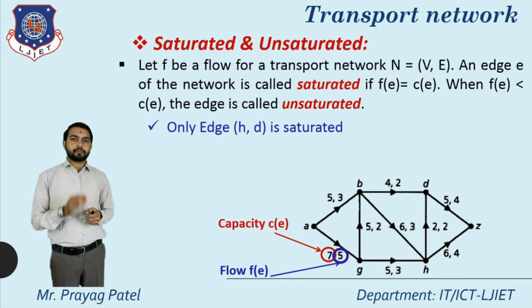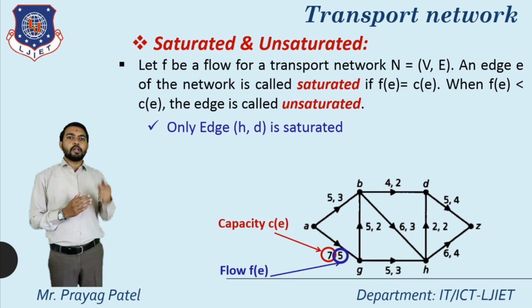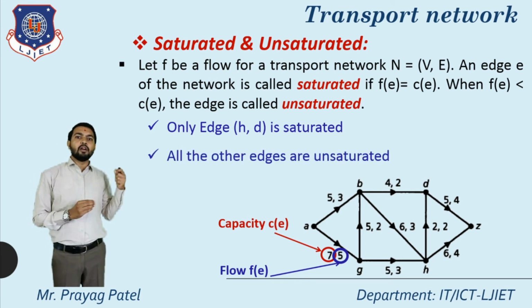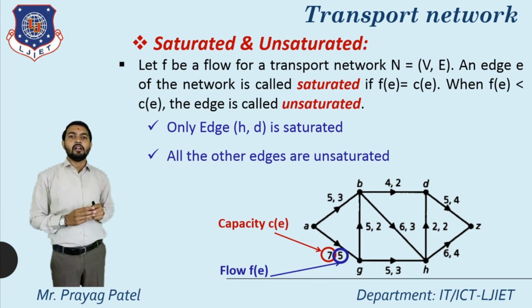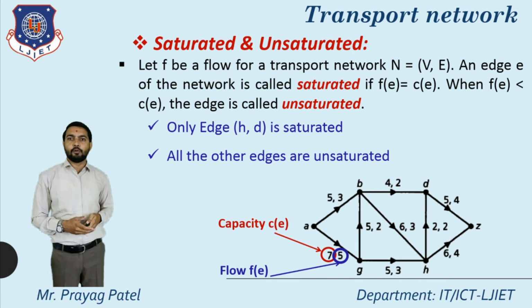So here, see in this figure, H to D has 2 as capacity and 2 as flow. So H to D is considered a saturated edge. For all the remaining edges we can say they are unsaturated, because no flow and capacity are equal for the remaining edges. So all the remaining edges are considered unsaturated.